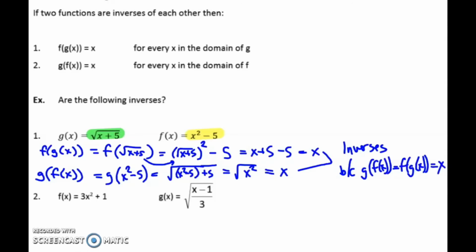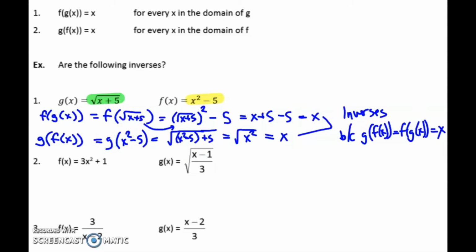Okay, let's take a look at example 2. So here I need to do, again, it doesn't really matter what order you do these. I usually go alphabetical order, so I do f of g of x first. So I'm going to take f of g of x. Okay, it looks a little bit more complicated here. Square root x minus 1 over 3.